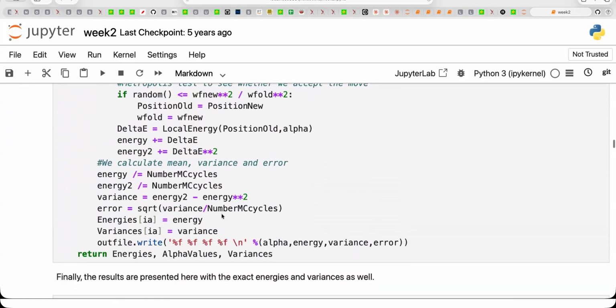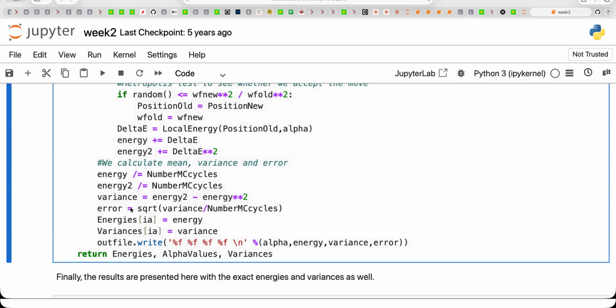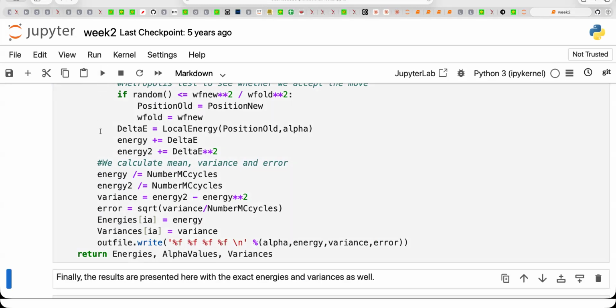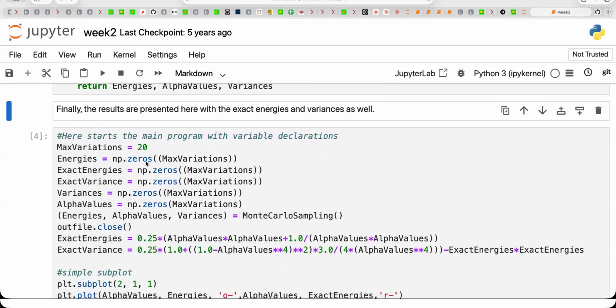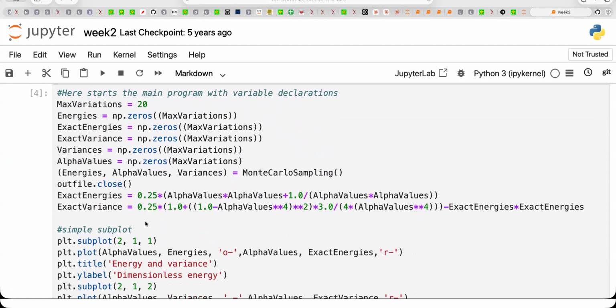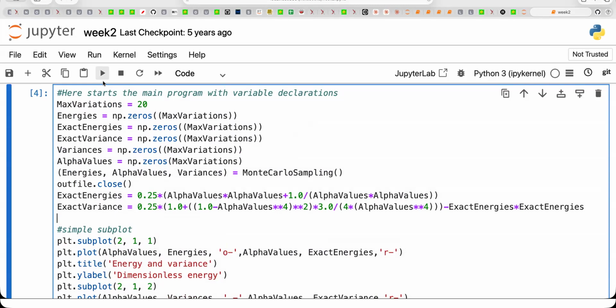And when you keep adding these, at the end, you calculate the energy and the energy squared because you want the variance. And the final result is just simply the energy you have summed up divided by the number of Monte Carlo cycles. So this is your expectation value. And then here we can also calculate the variance. And then we calculate the standard deviation, which is the square root of the variance divided by the number of Monte Carlo cycles. And just run through this one. In this case, we do 20 variations, calculate the energies, compare with the exact energies and the exact variances, and then we just plot.